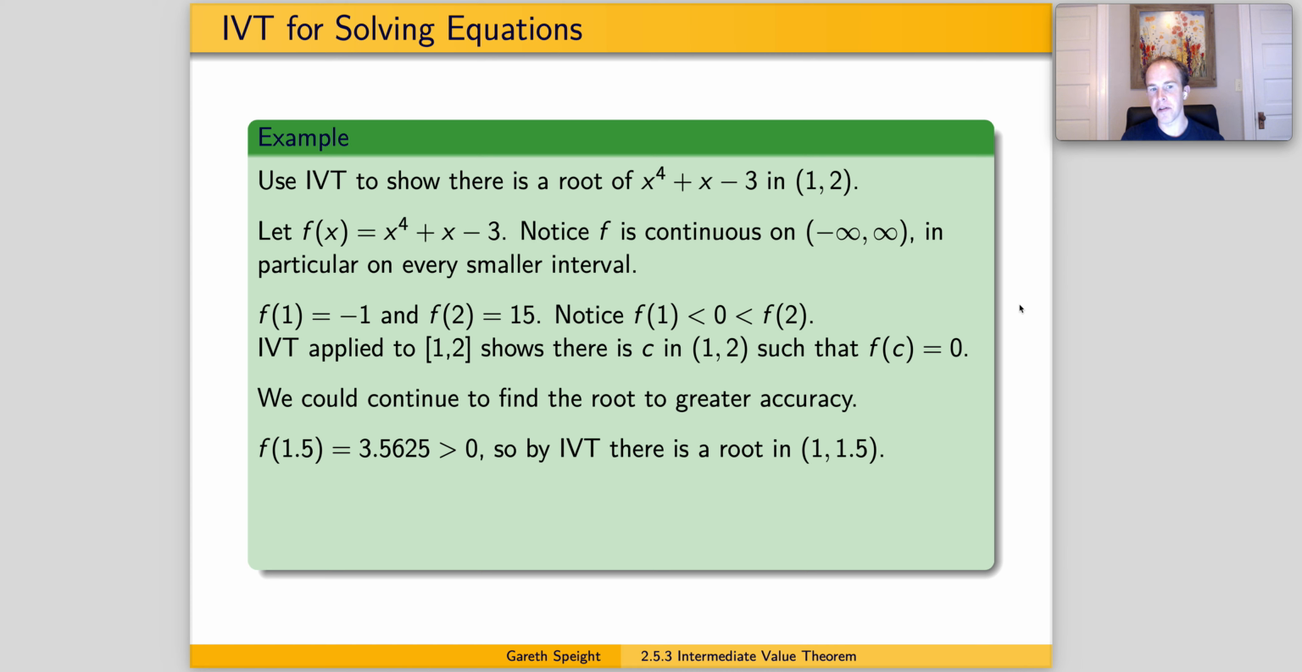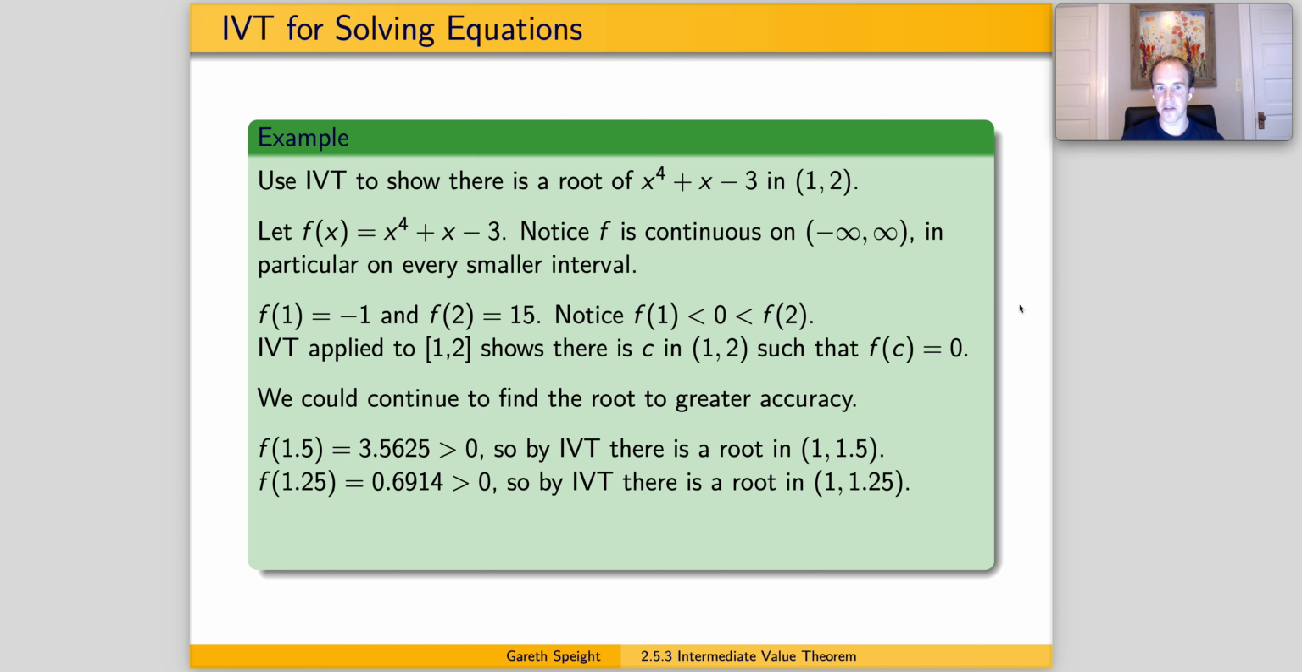By the intermediate value theorem, for any number between minus 1 and 3.5625, the function has to take that value. In particular, the function has to take the value 0. So the function has a root in that interval. And then we could keep going, right? We could say, okay, the root is in 1 to 1.5. Is it within 1 to 1.25, or is it within 1.25 to 1.5? Okay, I compute f of 1.25. That's 0.6914, which is again positive.